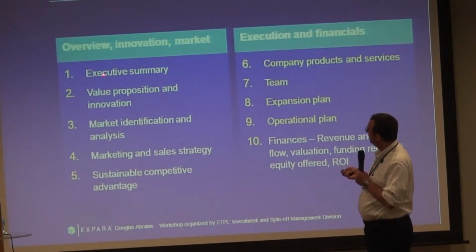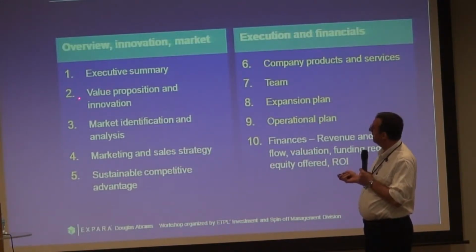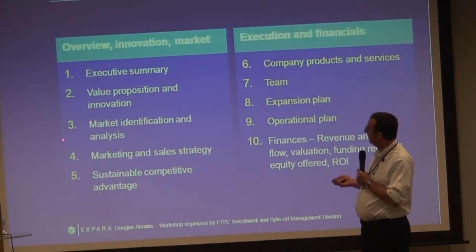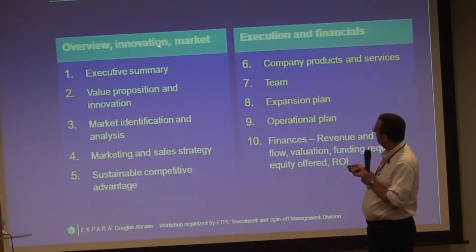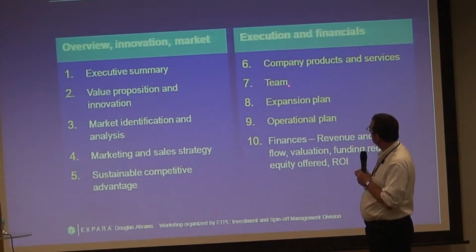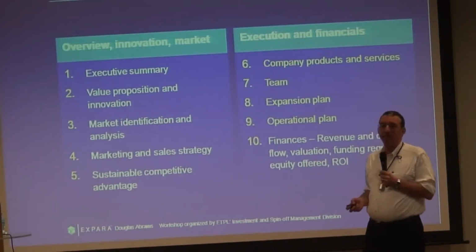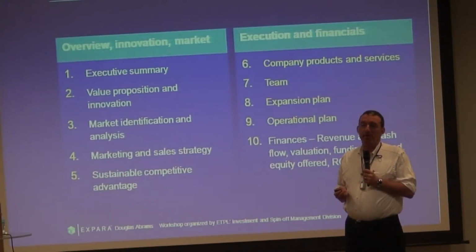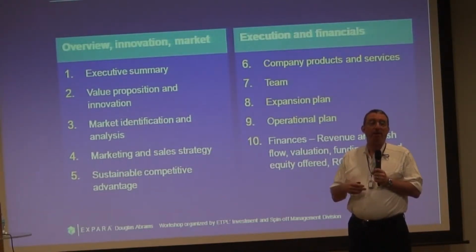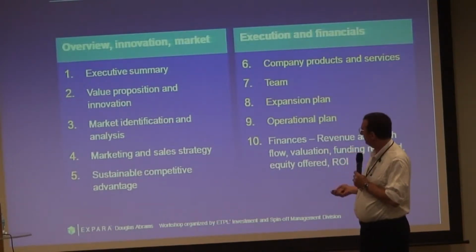We start with an executive summary, then we talk about the value proposition innovation, market identification analysis, marketing sales strategy, sustainable competitive advantage. These are all what we call overview, innovation, and market, and then we look in more detail at company, products and service, team, expansion, operation plan, and financial plan. So this is a very thorough, rigorous way to think about the opportunity for your startup.